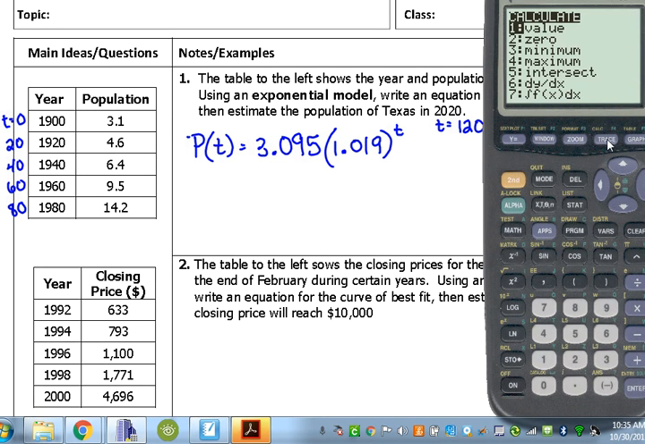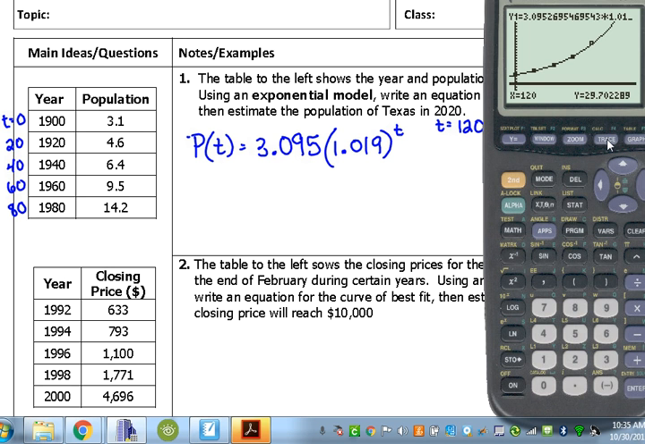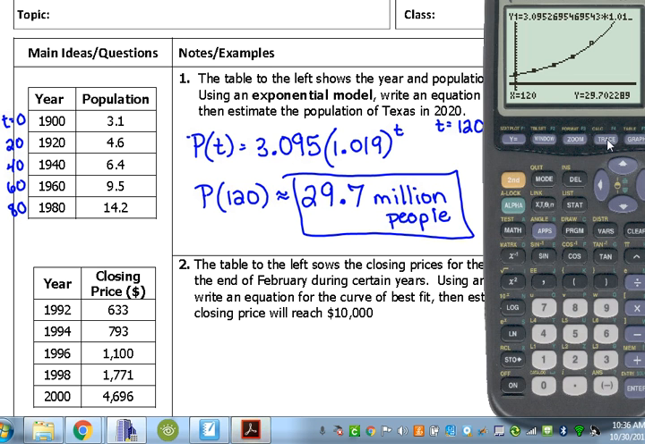If you press second trace, the very first option there is value. So if you press that, it will allow you to type in anything that you want for x. We want to predict for the year 2020. We already said that should be 120. So type in 120, press enter, and look, it's going to use the exact model. It's going to use all those decimals. It's stored those in there. We don't have to worry about rounding or anything like that. So it gives us a really precise answer here for P of 120. We're talking about 29.7 million people. I rounded to 29.7 because that's how the table was rounded. They rounded to the nearest tenth. So stick with that standard.